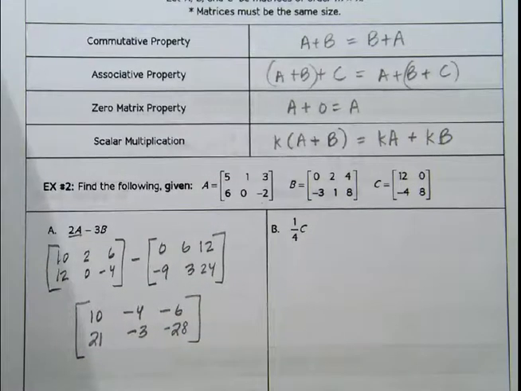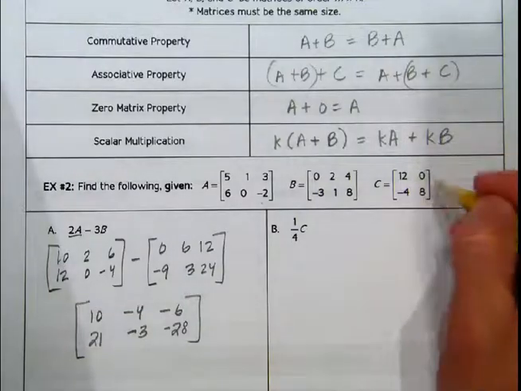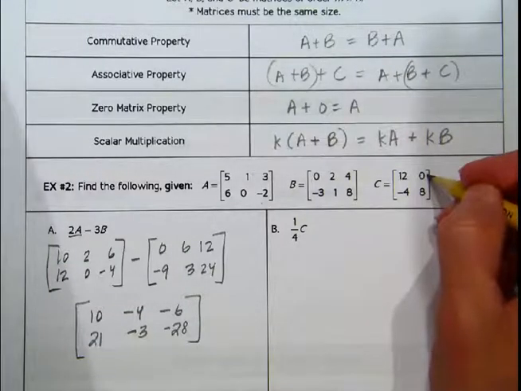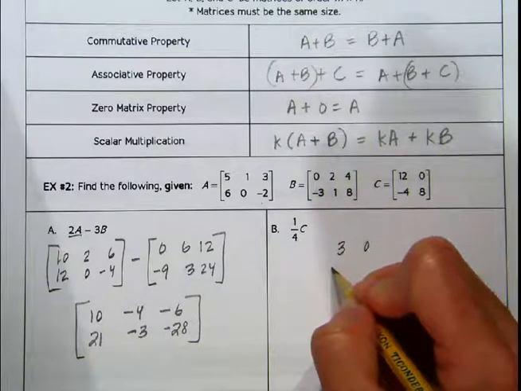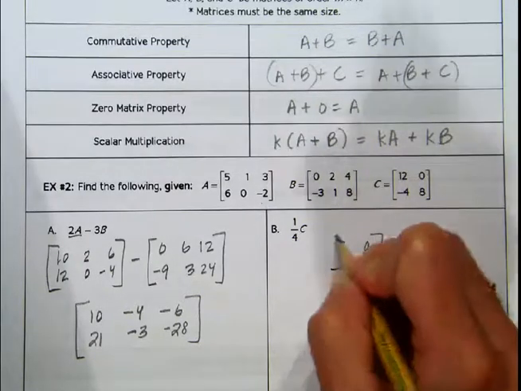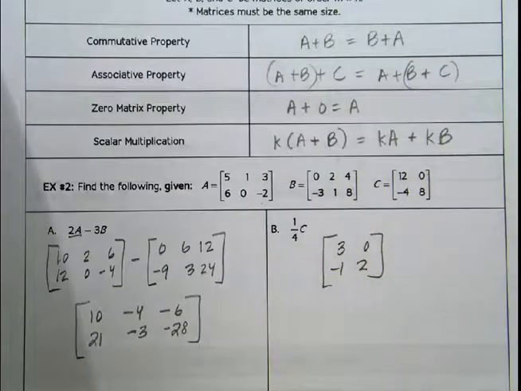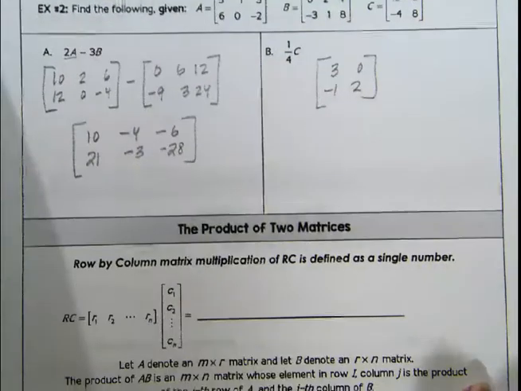That's our answer. Now in part B, we have 1/4 times C, so we're just going to take C and multiply by 1/4. We're basically dividing every number there by 4, so you get 3, 0, -1, and 2. Pretty straightforward. Now on to the next part, multiplying the matrices.